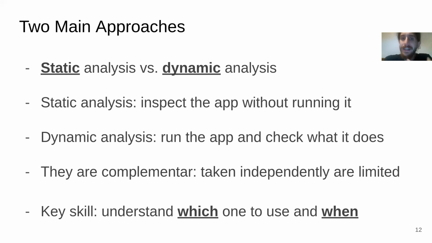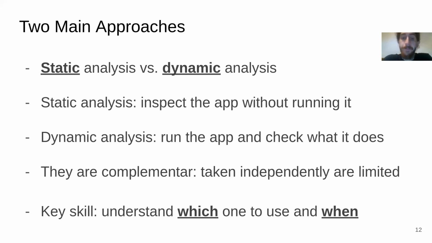The idea is that in static analysis, you inspect the app without running it. You take the code, you unpack it, and then you use your tools to understand what the app is doing, and you look at the code and so forth. Dynamic analysis is more about taking the app and running it on an emulator, and then you see what it does. Maybe you try to understand if it's opening network requests, if it's writing some files, and so forth. Okay.